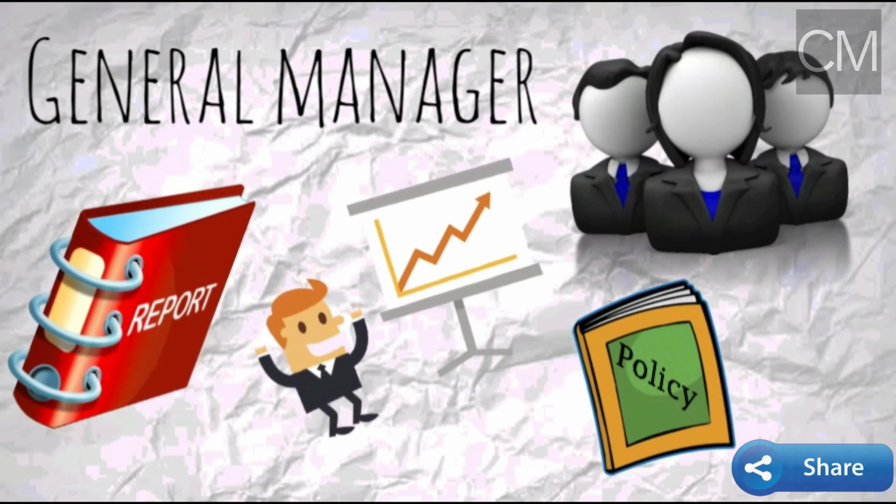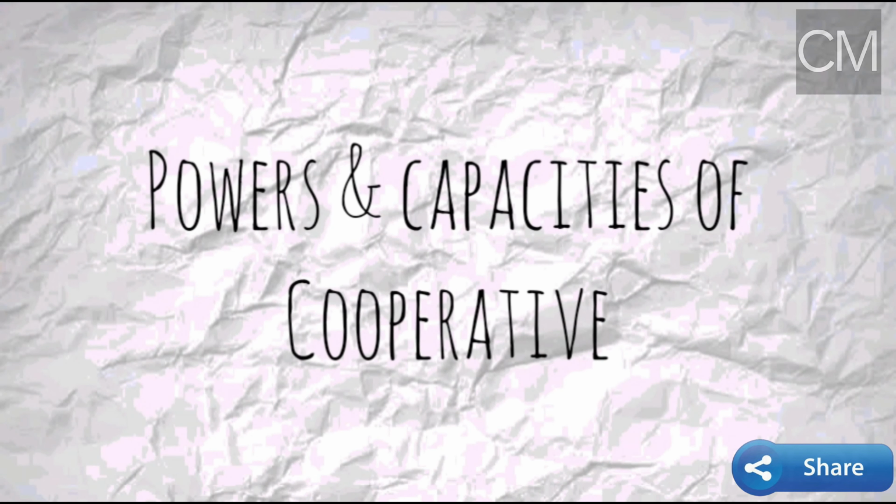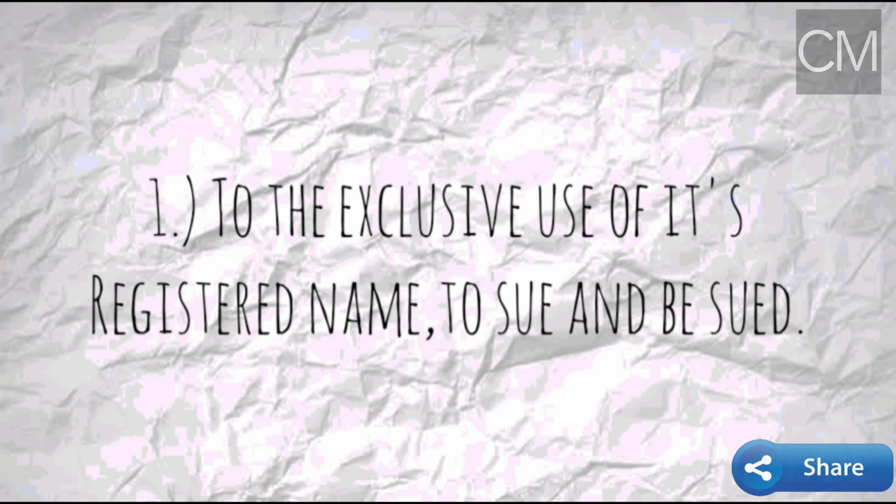Now let's talk about the powers and capacities of registered cooperatives. These are all stated in Republic Act Number 9520. First, the exclusive use of its registered name, to sue and be sued. This means this protects the members from being personally liable for most legal issues.